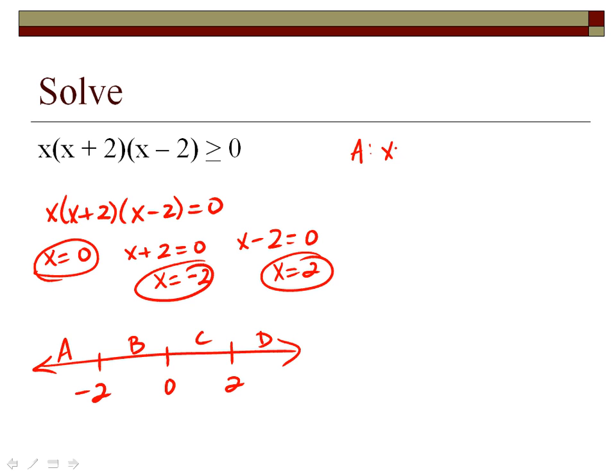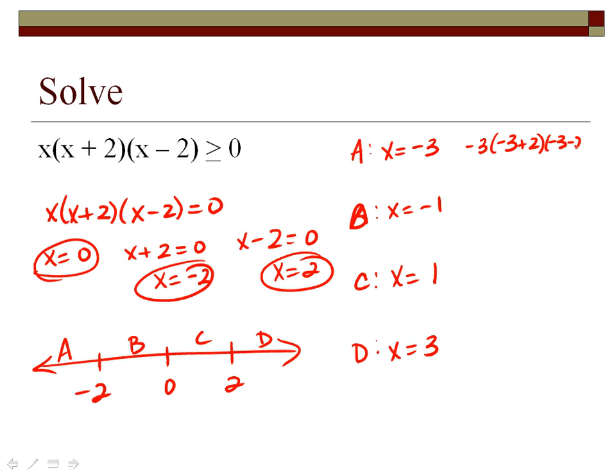We'd have to plug in something smaller than negative 2, say negative 3. Something between negative 2 and 0, say negative 1. And something between 0 and 2, let's say 1. And something larger than 2, we would say 3. So we're saying it's negative 3 times negative 3 plus 2 times negative 3 minus 2 greater than or equal to 0. What is that? Negative 3 times negative 1 times negative 5, which that's positive 3 times negative 5 is negative 15, which is not greater than or equal to 0.